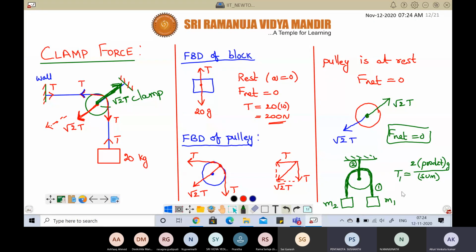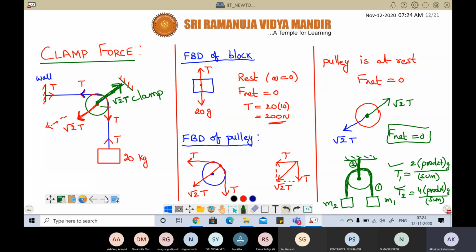Now what is the tension in string 2? That is what we call the clamp here. Correct: 4 times the product of masses into G divided by the sum of masses. So this is called T1, and this is called T2. Anyway, here we call it the clamp force. That's all. So by that we have finished one part, the tensional force.